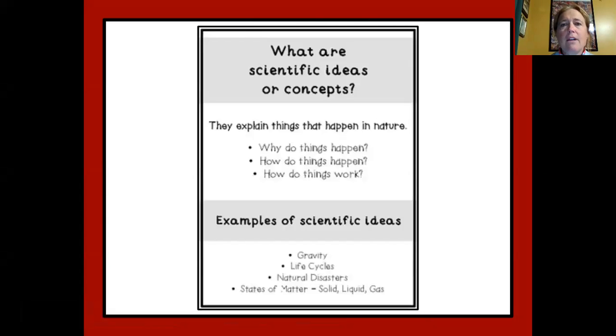Let's review our anchor chart on scientific concepts. They explain things that happen in nature. Why do things happen? How do things happen? And how do things work? Examples of our scientific ideas are gravity, life cycles, natural disasters, or states of matter.